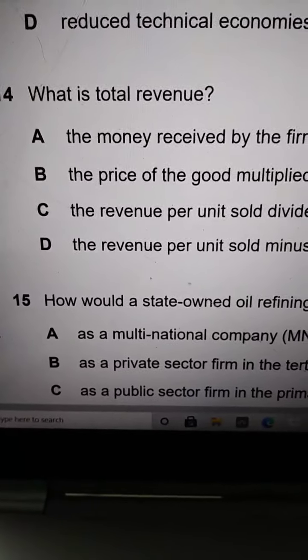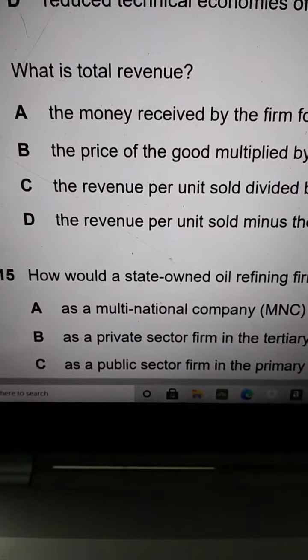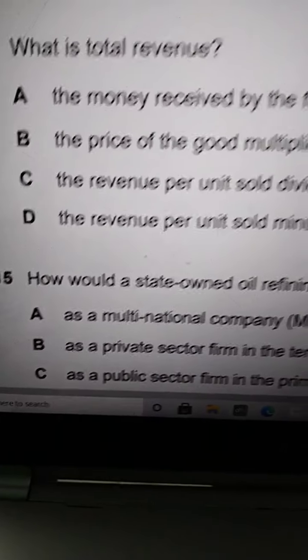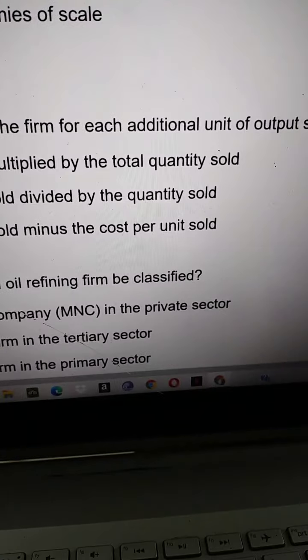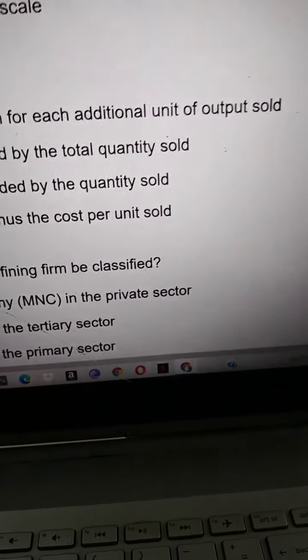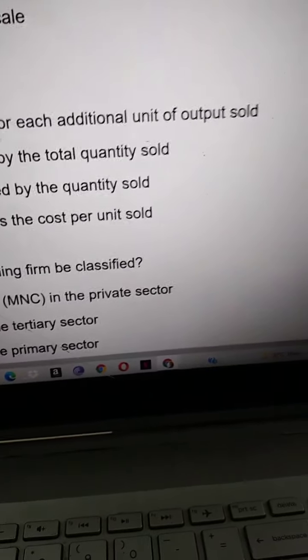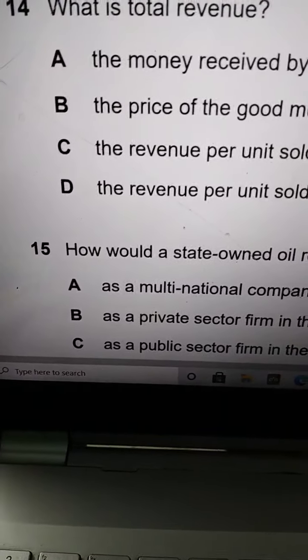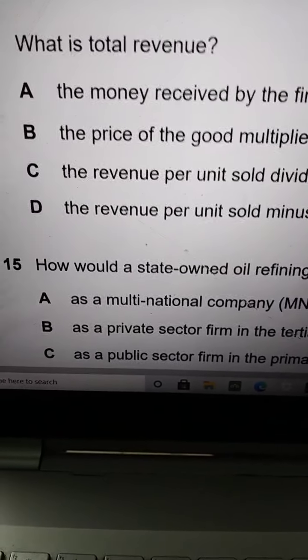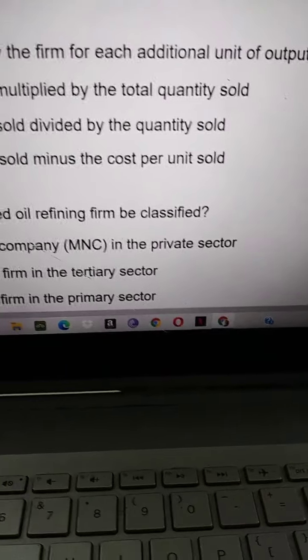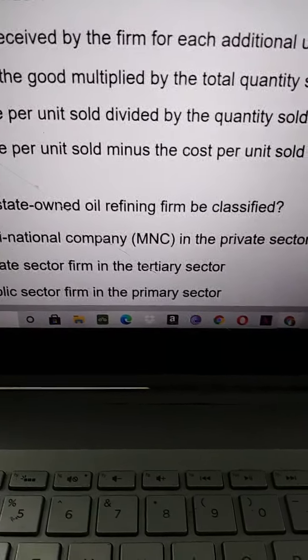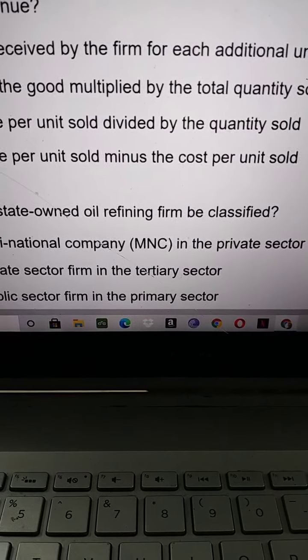Question is, what is total revenue? Basically, they are asking about the definition of it. Very simple. The money received by the firm for each additional unit of output sold, that is not the total revenue, that is the marginal revenue. Option A cannot be the answer. Option B, the price of the good multiplied by the total quantity sold. Yes, this is actually the formula of total revenue. Price of the good, and you multiply it by the total quantity sold. So you will get the sales revenue. So question 14, B is the answer.